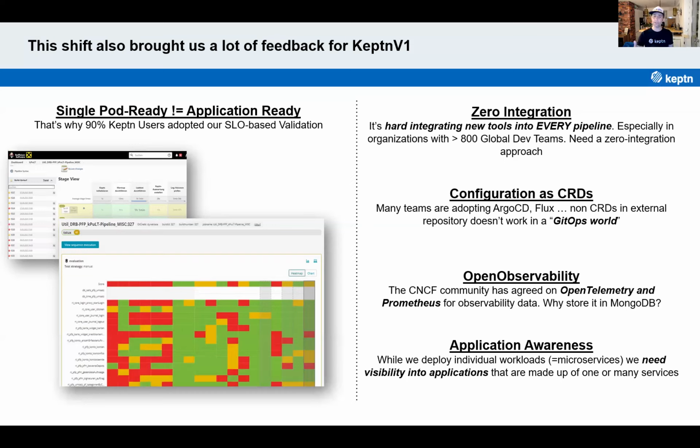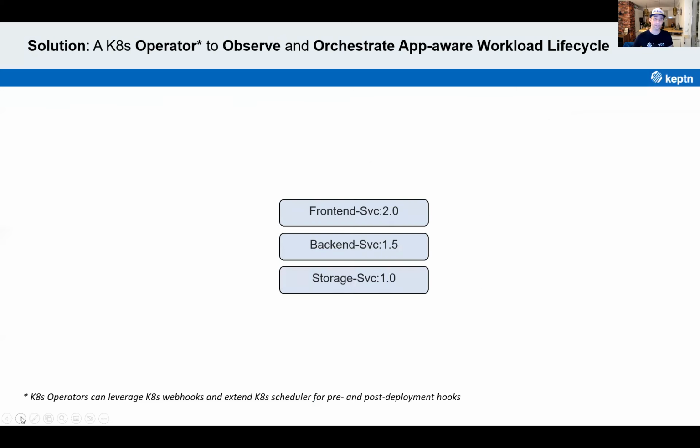There are some really good ideas in Keptn with the validation, but there are some things that really don't fit into the modern GitOps model. And so with this, we sat down and said, okay, what is the solution to solve the bigger problem here? And the solution that we came up with is that we needed to change Keptn. We needed to implement an operator that can observe and orchestrate application-aware workload lifecycles. So what does this mean?